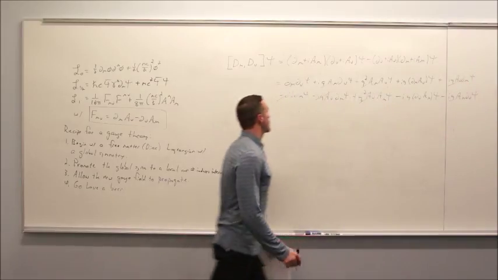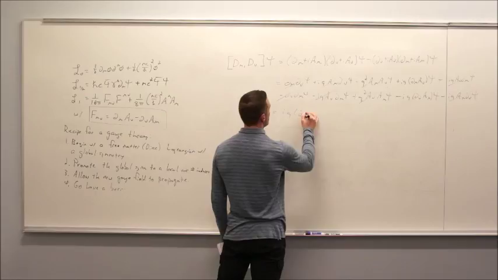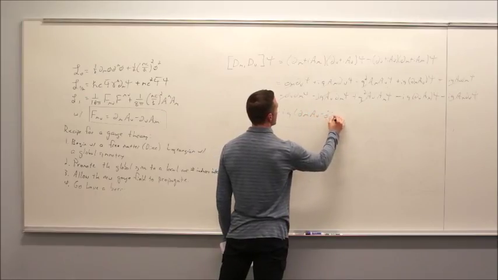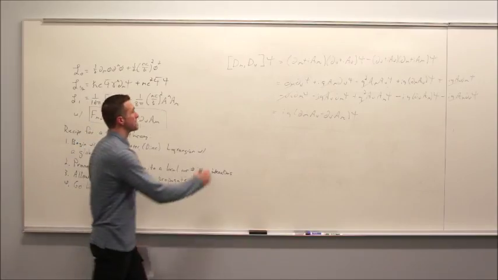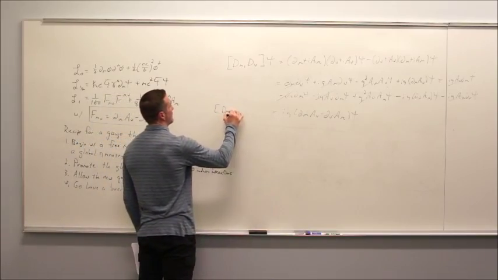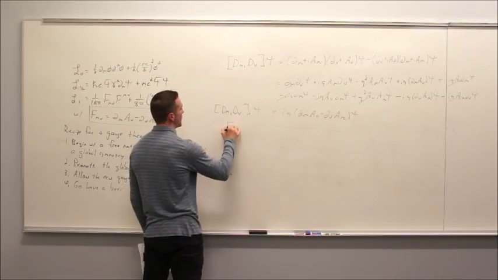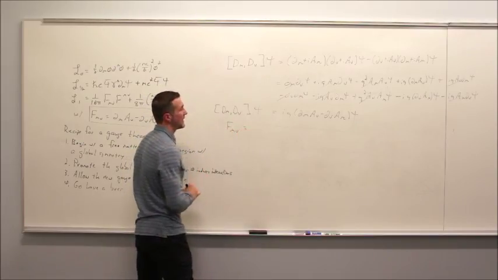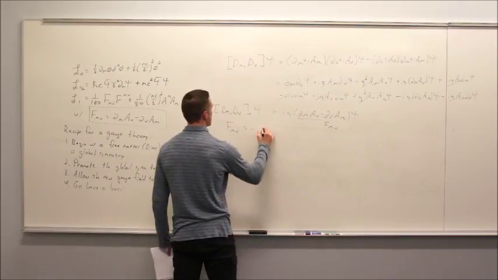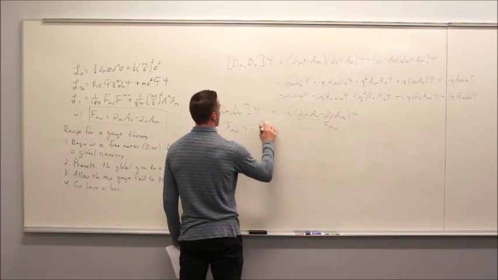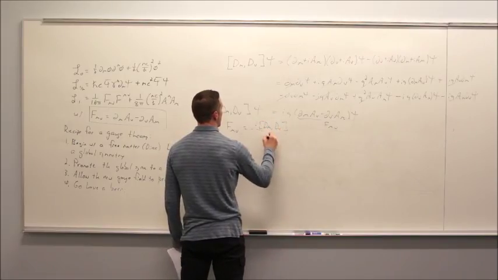There you go. Okay. So at the end of the day, we've just got i q, D mu, A nu, minus D nu, A mu, psi. And so now what we can do is define F mu nu, which is this combination right here, as minus the commutator of D mu and D nu over q.